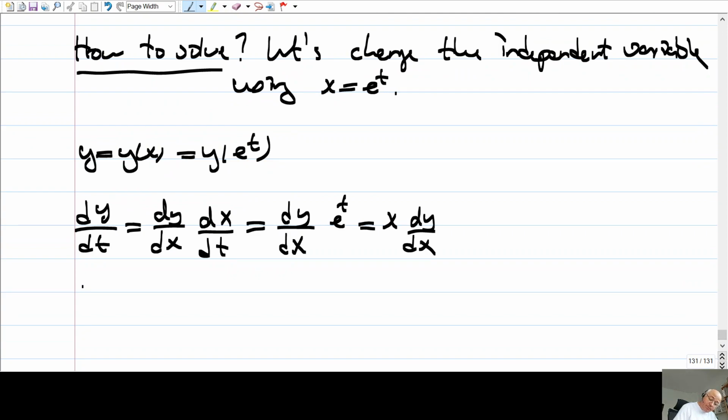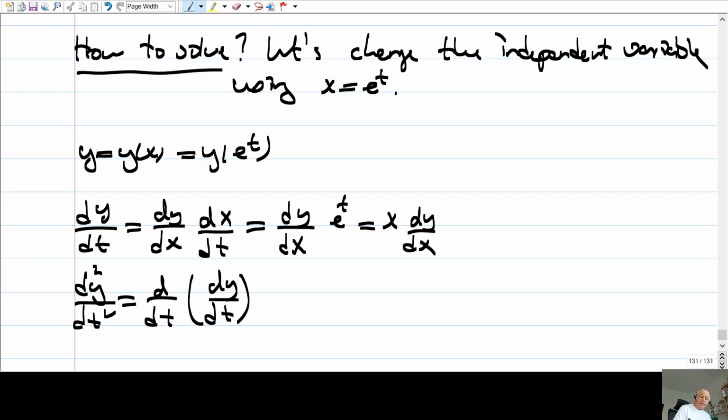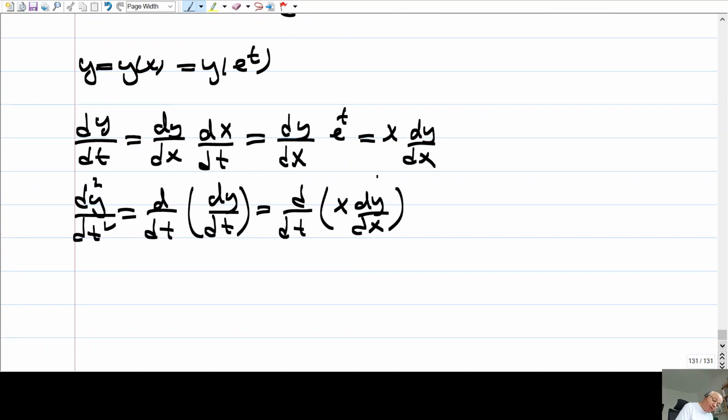And what about d squared y dt squared? Well, that is d over dt of dy over dt, right? Second derivative. And what is this? Well, this is just d over dt times the derivative of y with respect to t. We already computed that. It is just x times dy dx.